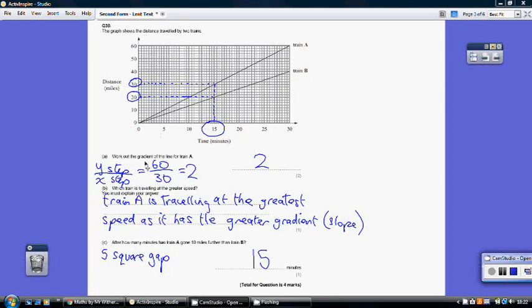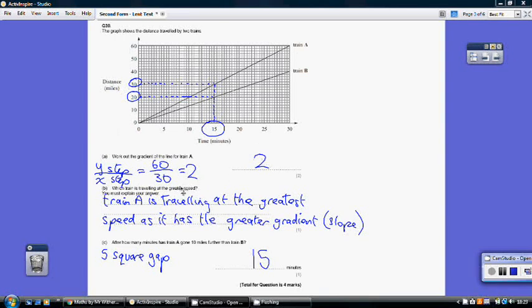Question 30. Work out the gradient of the line for train A. Well, again, that's the higher one, so it's the y step over the x step. Taking the maximum triangle here, I've got a height of 60, so the height on the end is 60 up. A height of 60, a base of 30. 60 divided by 30 is 2.